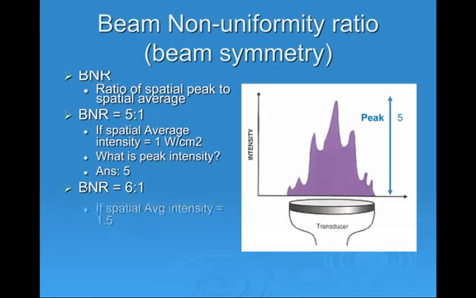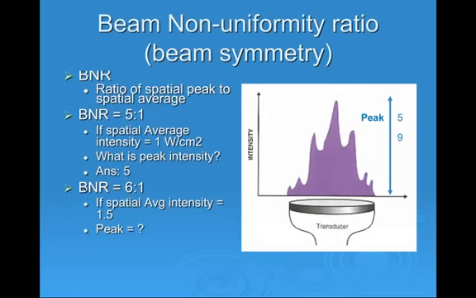Okay, so we could do another little sample: if our spatial average intensity is set at 1.5, in other words, that's what we have the machine turned up to, and our BNR is 6 to 1, which is what the FDA requires, 6 to 1 or less. Our peak is just that 6 times the 1.5, and so that gives us a 9 watt peak. Okay, so again, that's a huge chunk of energy out there. So you can see that the lower the BNR, the better off we are, because it's going to give us a much more uniform beam.